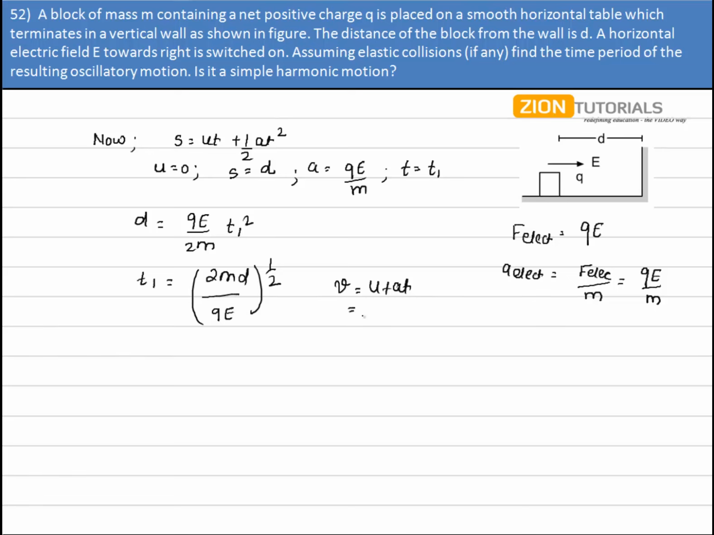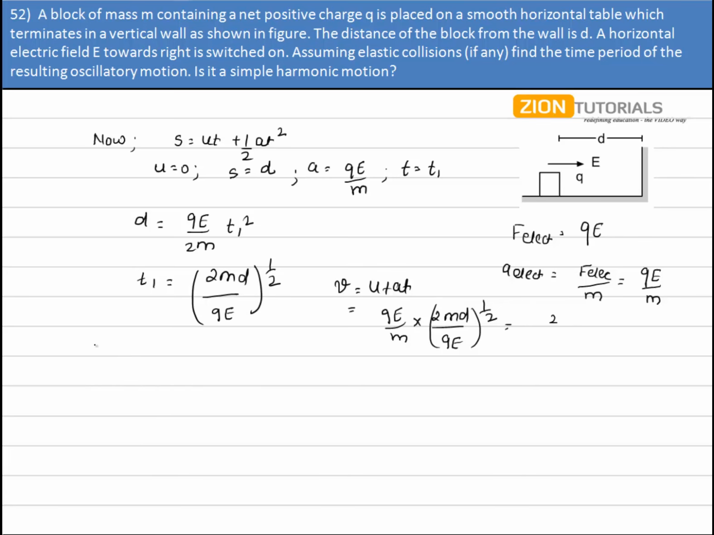The velocity of the block when it reaches the wall can be calculated by the equation v = u + at. u is 0 as I told you above. Acceleration is again qE by m, and time is (2md/qE)^(1/2). Now as the collision is purely elastic, the velocity v with which the block is colliding with the wall will be the initial velocity when the block comes back toward its original position.